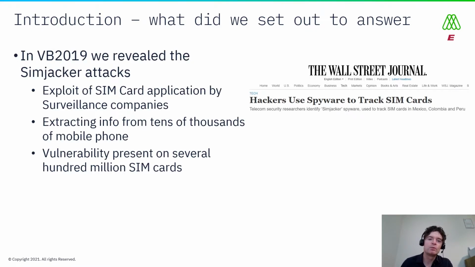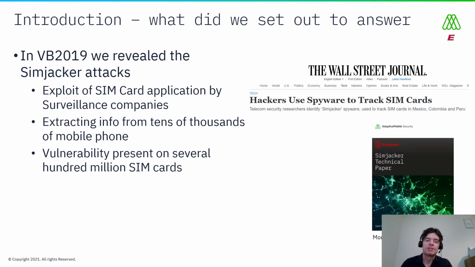In that presentation, we revealed the existence of what we call the Simjacker vulnerability. This is an exploit of SIM cards within mobile phones, which is being used by surveillance companies to track the location of tens of thousands of mobile phone users. The vulnerability itself was present in, we believe, several hundred million SIM cards, so it's quite a large and serious vulnerability which was discovered. For more information on that, you can see it on our website at simjacker.com.